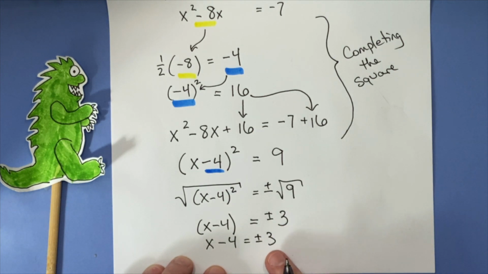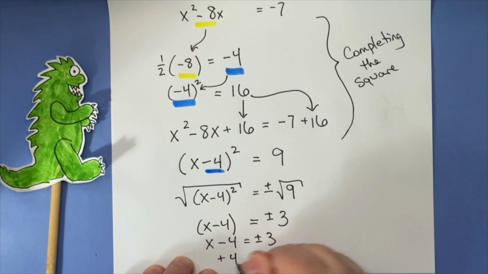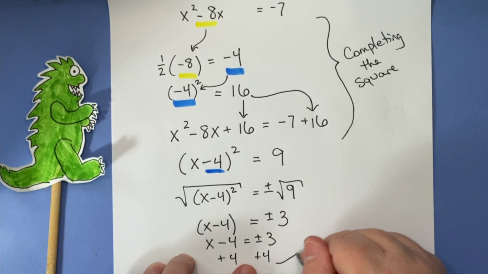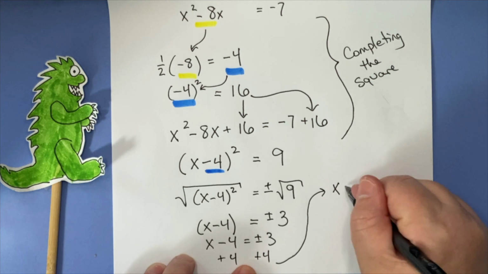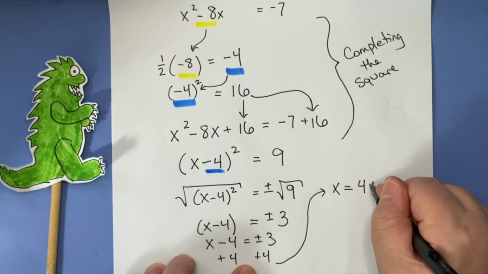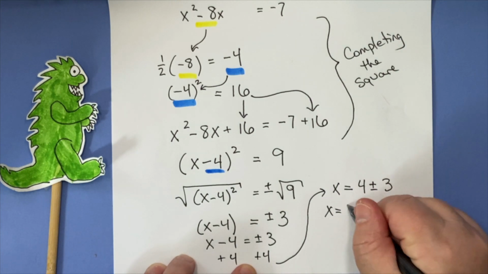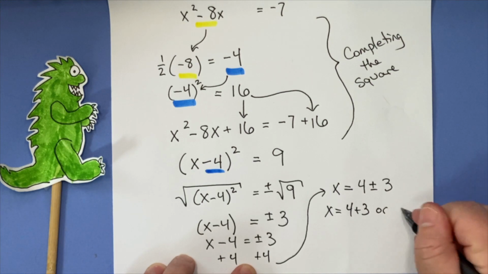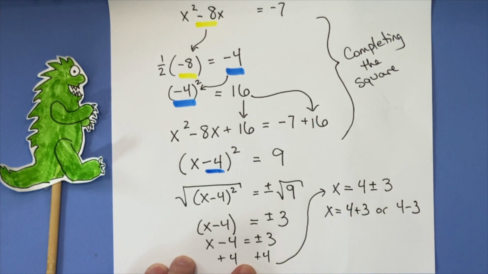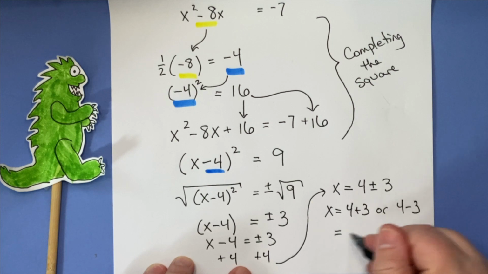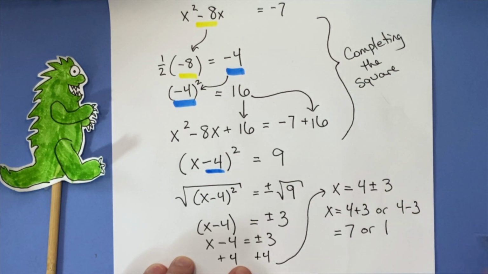Remember, that's two answers right there. I add 4 to both sides, and I'm going to end up with x equals 4 plus or minus 3. Now I can expand that and look at 4 plus 3 or 4 minus 3. And I've always been charmed by the fact that this is 4 plus or minus 3. So the plus goes here, the or goes here, and the minus goes there. So we use everything. And then we get x equals 7 or 1.